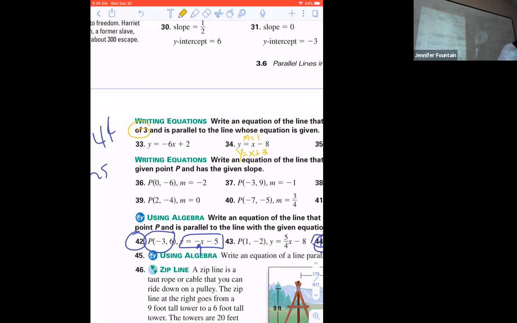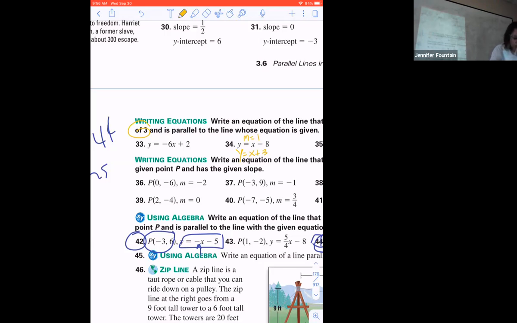40, they give me the point P, which is -7, -5. My slope is 3/4. I have to use my formula to find my y-intercept. So I find that the y-intercept is going to be 1/4. Therefore, y equals 3/4 x plus 1/4.